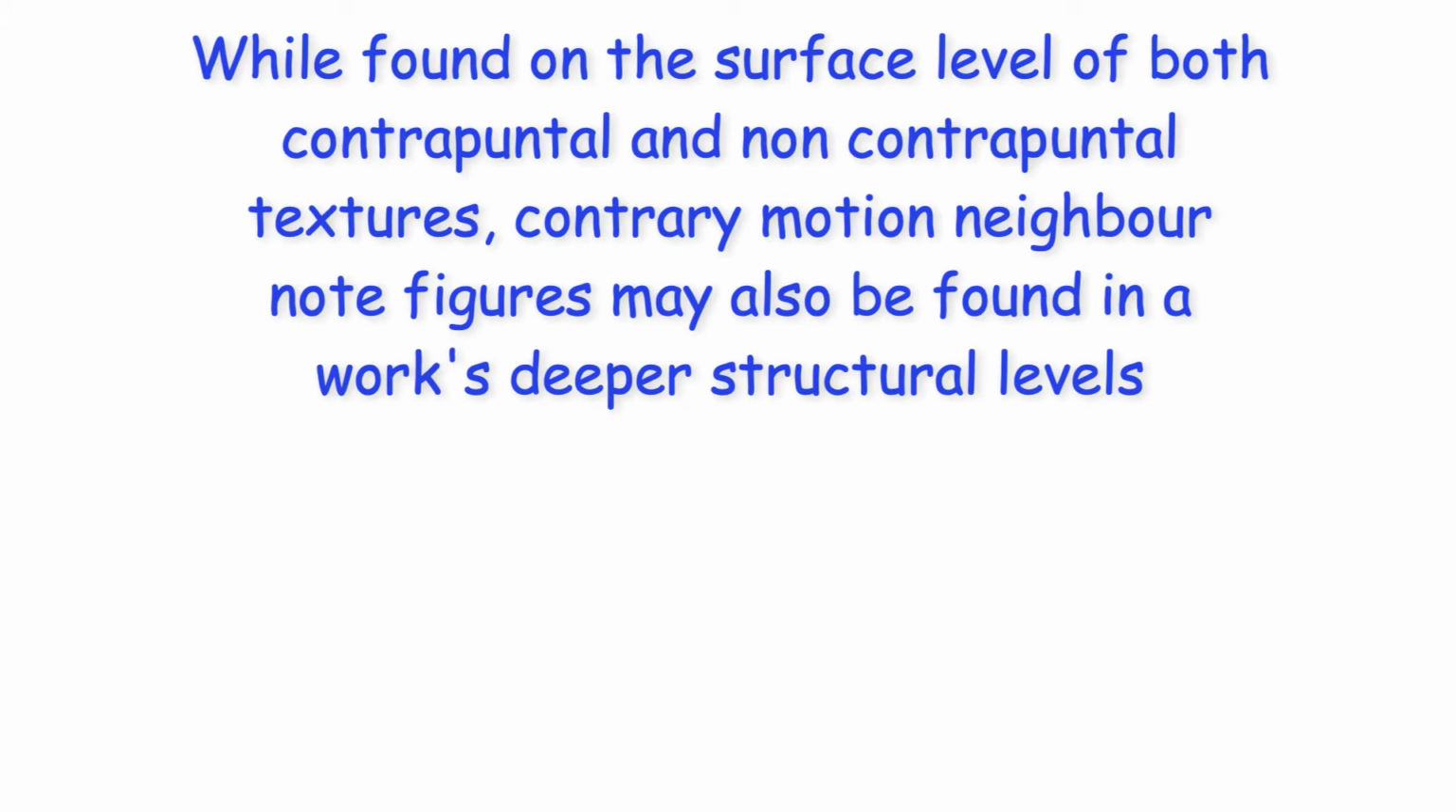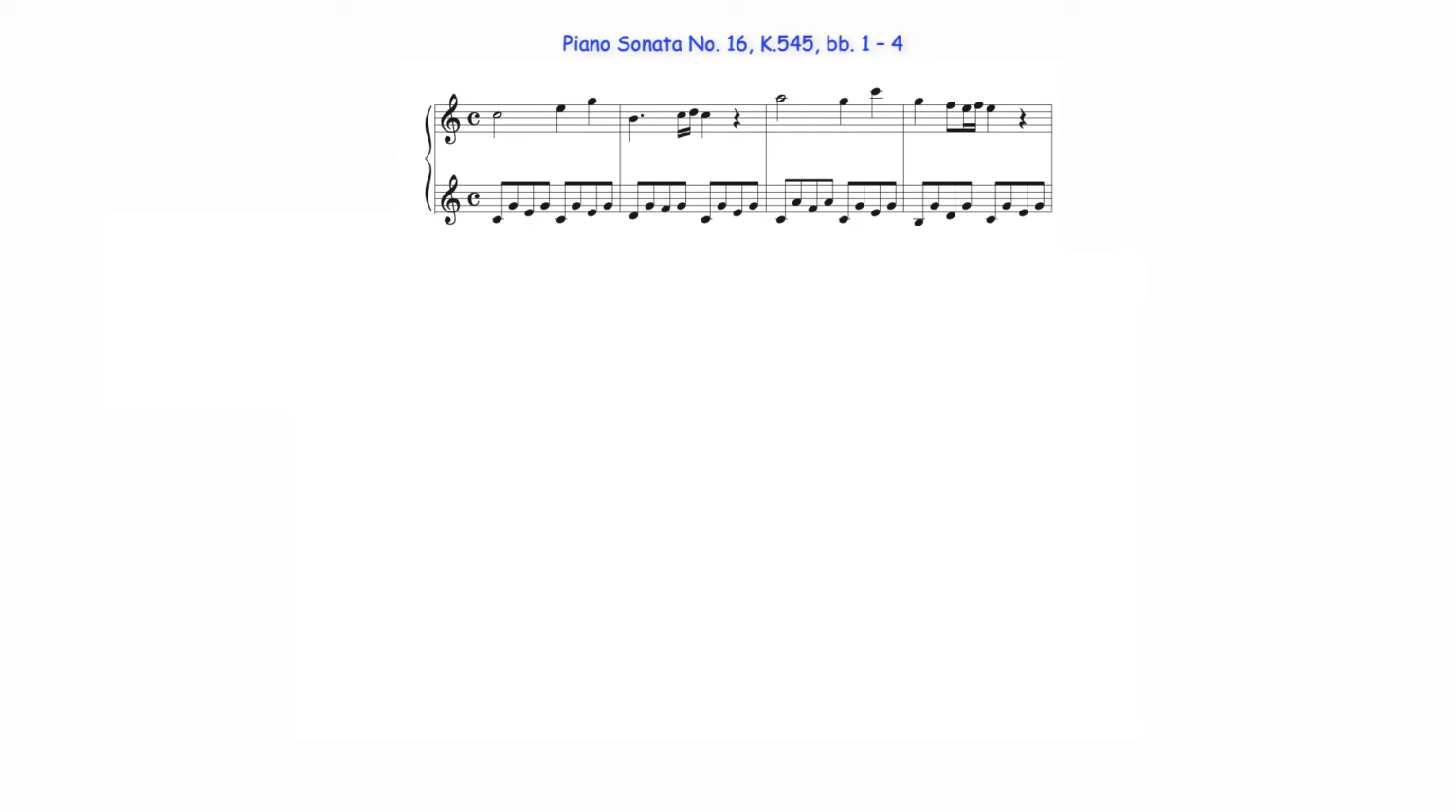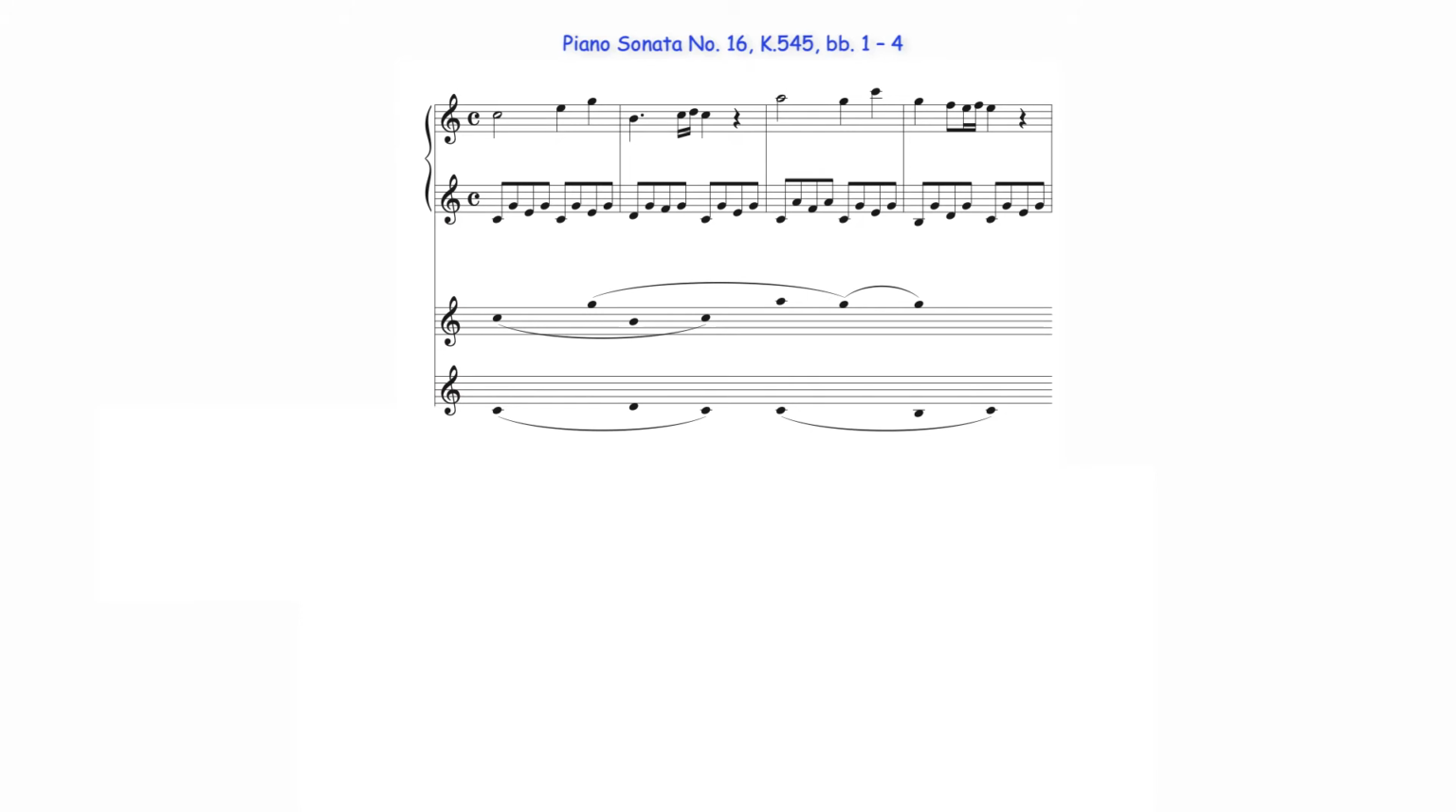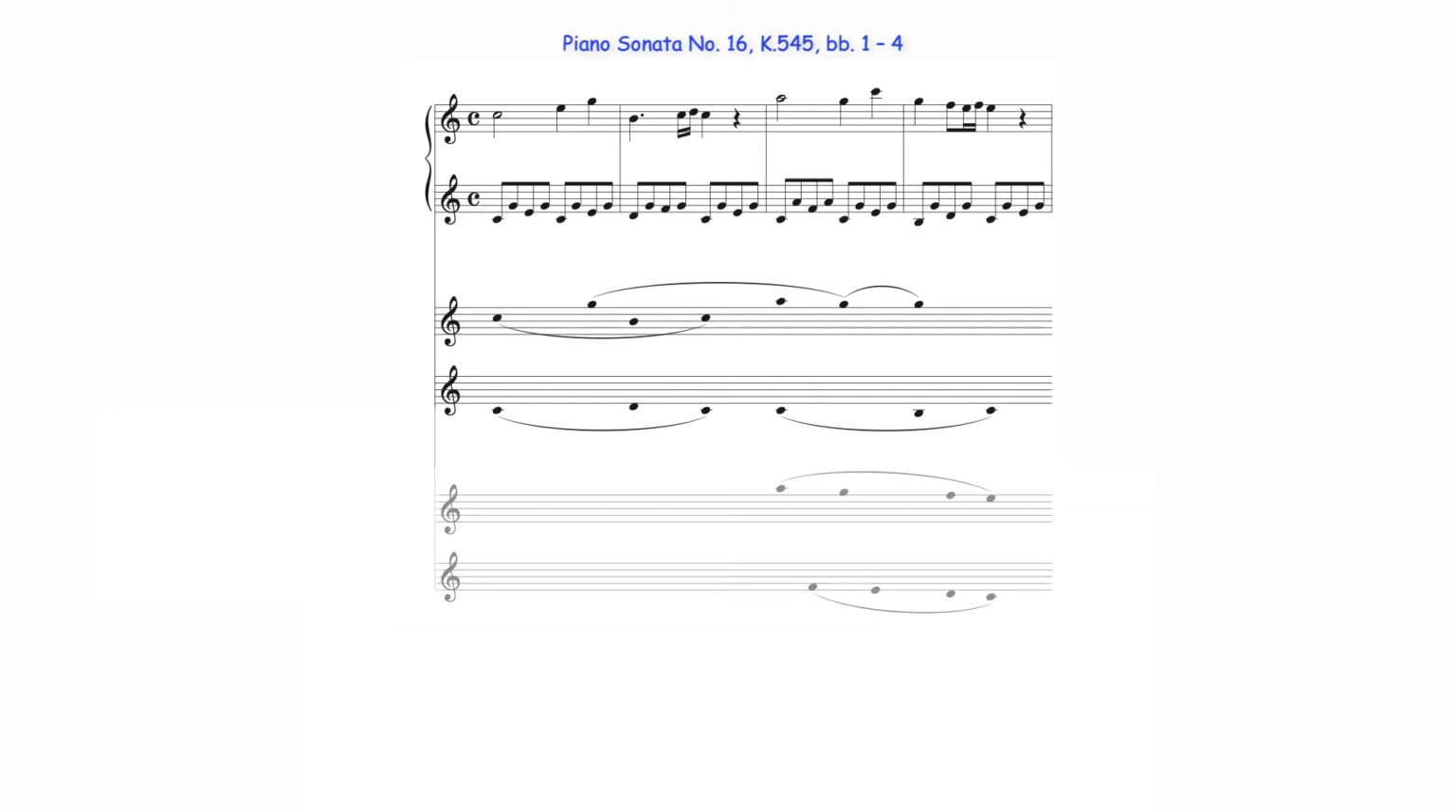While found on the surface level of both contrapuntal and non-contrapuntal textures, contrary motion neighbour note figures may also be found in a work's deeper structural levels. In the first four bars of this piano sonata by Mozart, for example, while the texture is essentially composed of melody and accompaniment, structurally the phrase's antecedent and consequent bars are underpinned by two pairs of contrary motion neighbour note figures, along with a parallel descent in the consequent.